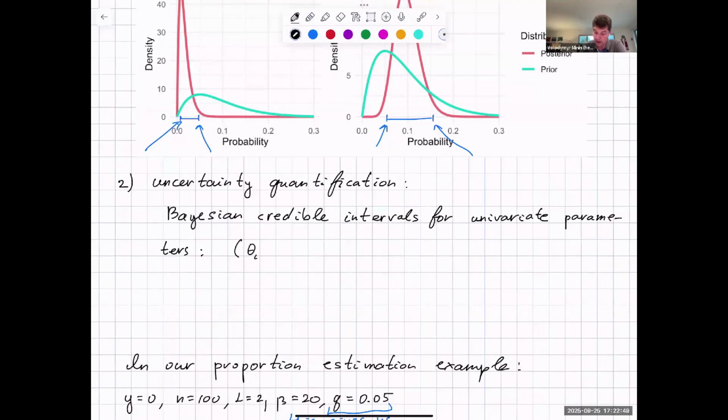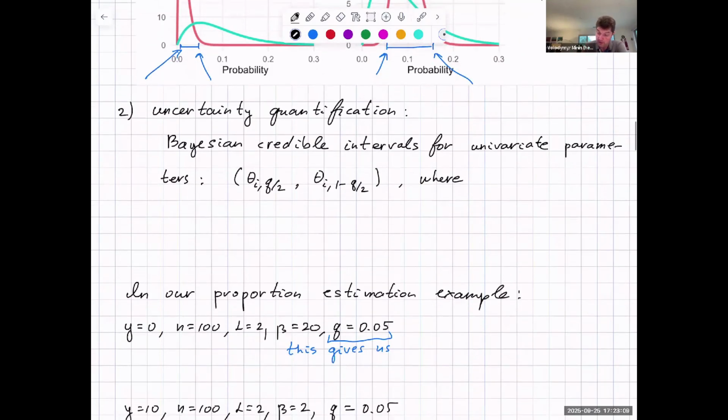So you take every theta i, where theta is a vector of parameters. You take one element of that vector, and you form quantiles. I'll elaborate on that in a second. Notation-wise, I'll write 1 minus q over 2, and I'll explain what I mean. These two numbers form the interval, where the probability of your theta i being less than the quantile I just described, given y, is q over 2.